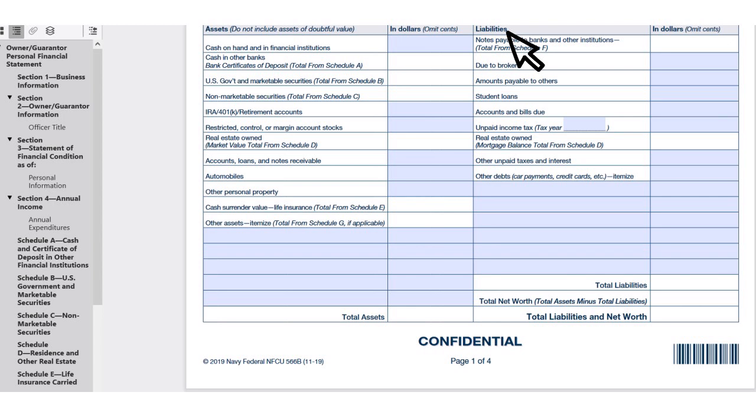And then in the liabilities are what you owe, your debts, your obligations. So you put the information there, amounts payable to others. If you have student loans, credit card debts, accounts and bills due, unpaid income tax. If you owe the IRS some money or the state authorities, put that. Other unpaid taxes and interest and other debts, car payments, credit cards. You need to itemize. Itemize just means you cannot lump them. You have to separate them. Okay.